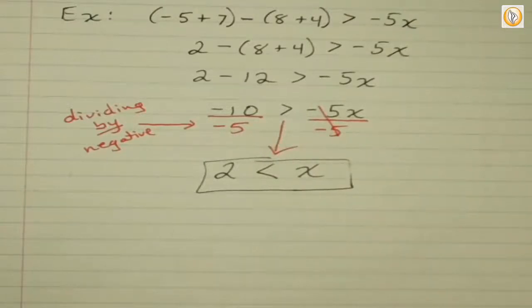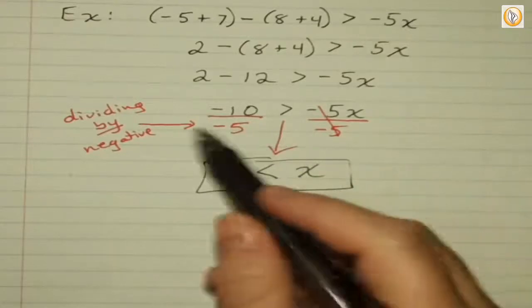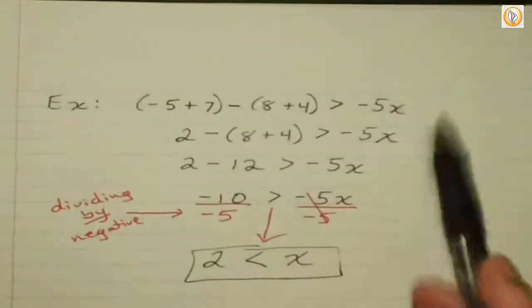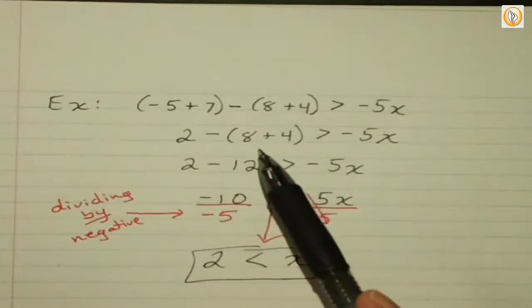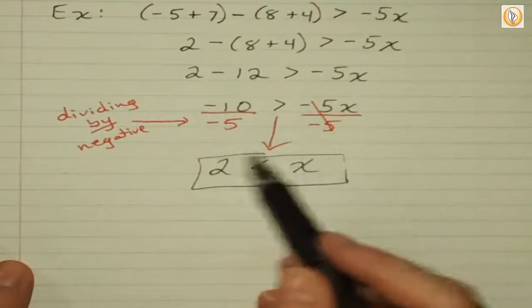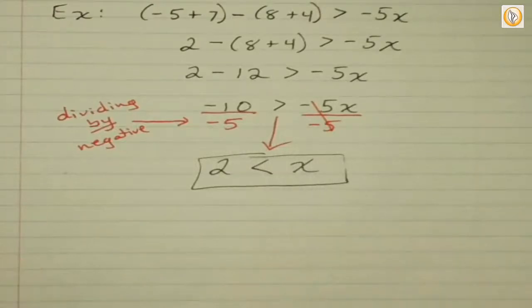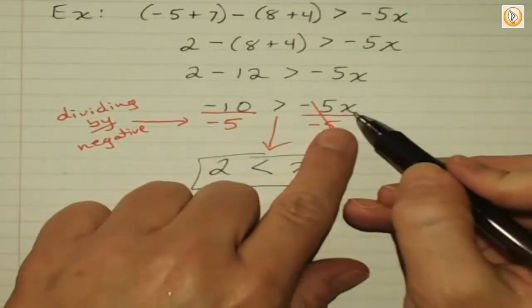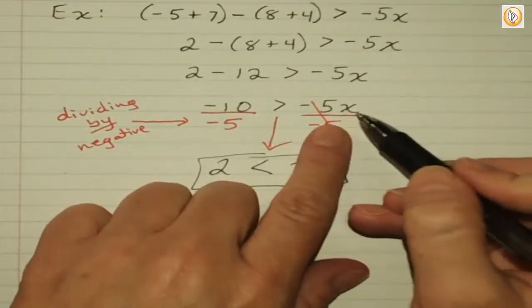Natalia asks, what if we were multiplying or dividing by a negative earlier in the problem? Nope, it's right here at the end. Good question. She asks, what if it was way back up here that we were multiplying or dividing by a negative? It's right here at the end. That matters when you get to the end, when you're about to isolate the variable, when you're down to one step.